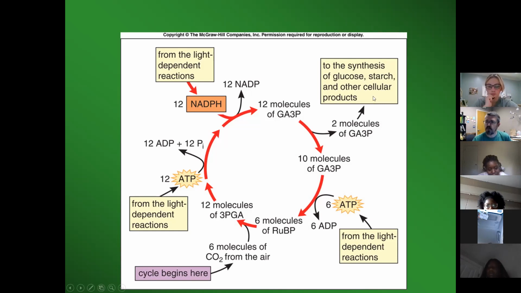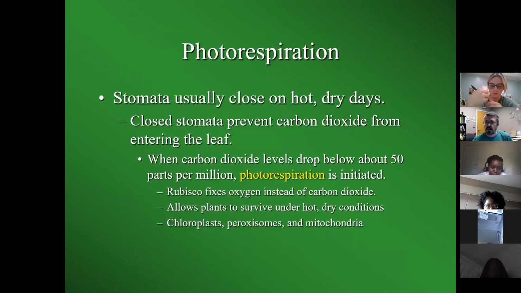Okay, so the whole point of this process is to make these 2 molecules so that we can make food that the plant can survive on. Okay, so we went through the first step of photosynthesis and the second step. Do y'all have any questions? I'll take that as a no.